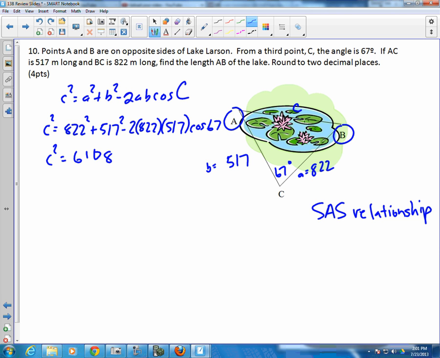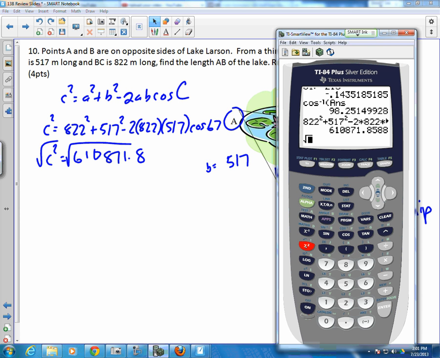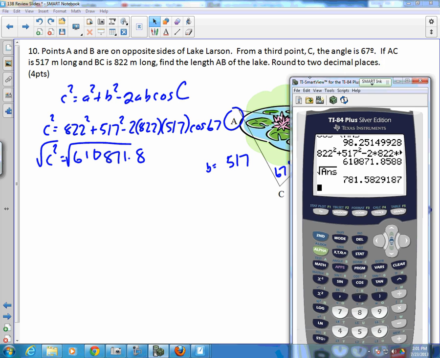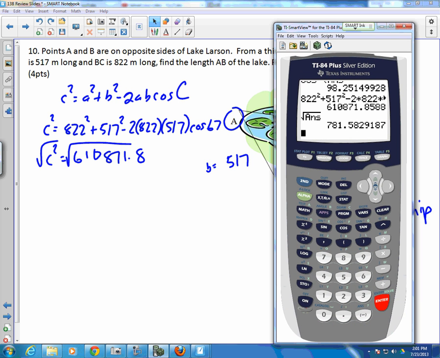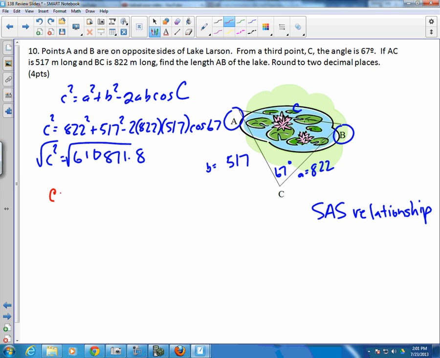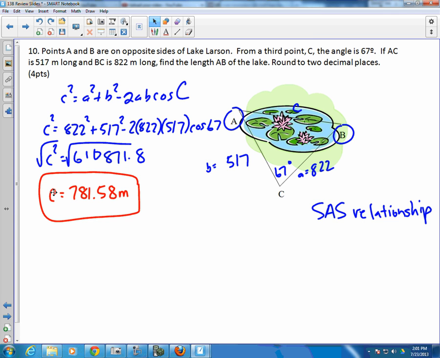So to find the full answer, you square root that number. So it's going to be second square root, second negative to give me the answer back, and it's 781.6. It says round to two decimals, so we'll call it 781.58. Since we're talking about meters, that's how far across the lake we would be talking. So it's a word problem involving law of cosines, a side angle side relationship.